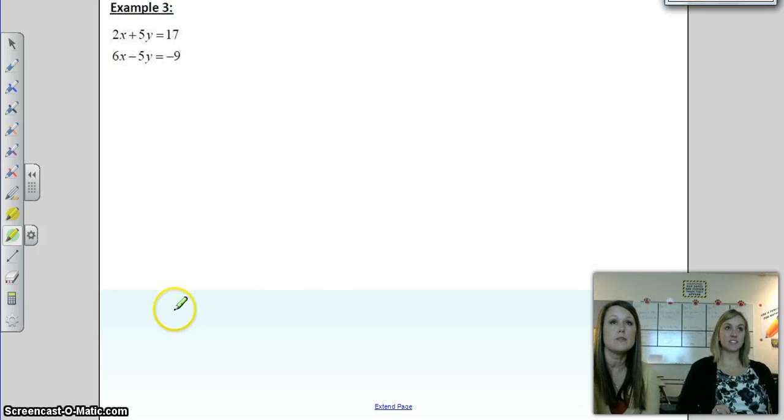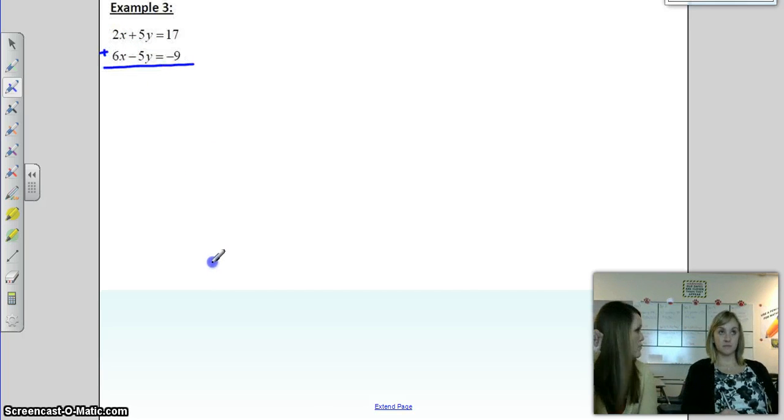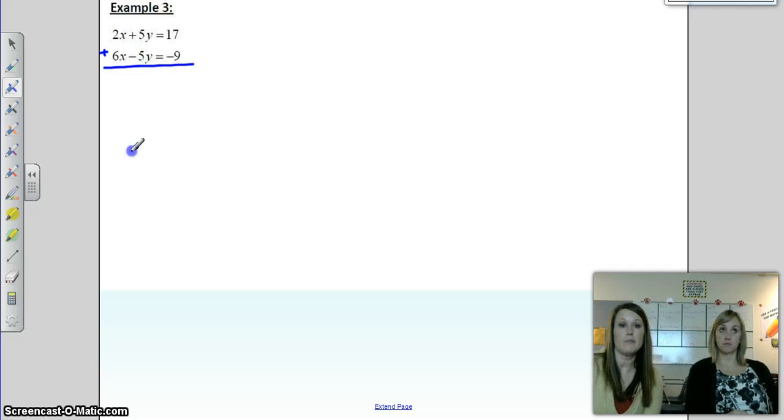Okay. Look at example 3. This is amazing. Look at the y's, guys. One is plus 5y, one is minus 5y. Yep. This one's easy. All you do is combine them. They're already set up for you. So we're just going to add them. So 2x plus 6x is 8x. Nothing here. They canceled out.